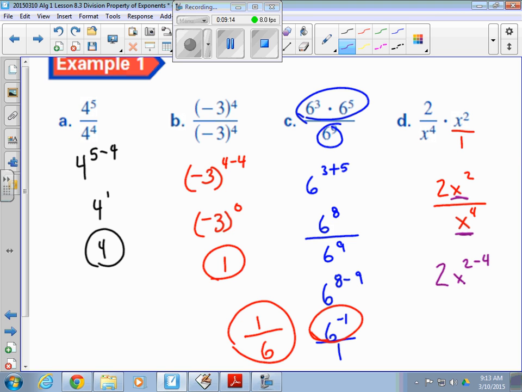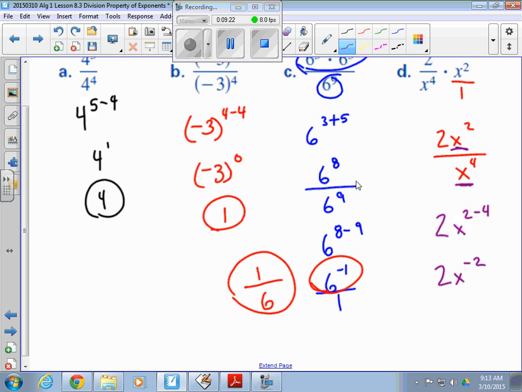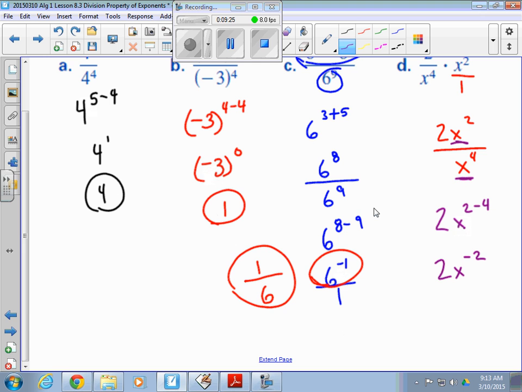Remember, division pairs with subtraction. That gives you 2x to the negative 2. Now pay attention to this part. Only x is being raised to the negative exponent, not 2. Therefore, 2 is going to stay on top, and x is going to ride the elevator down and become x to the positive 2. 2 over x squared.